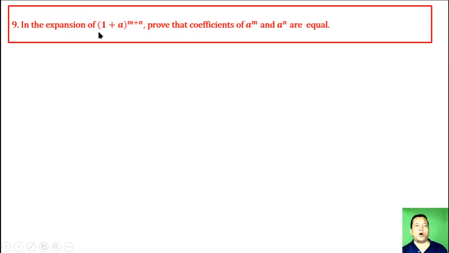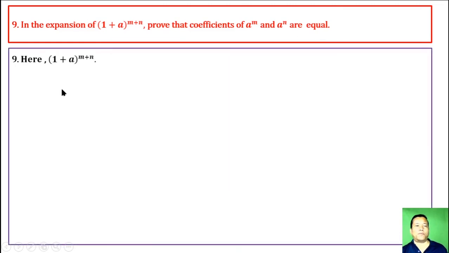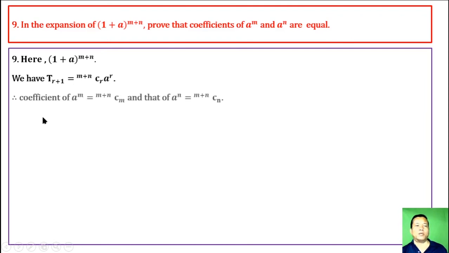9. In the expansion of (1 plus a) whole to the power m plus n, prove that coefficients of a to the power m and a to the power n are equal. In (1 plus a) whole to the power m plus n, we have its general term T of r plus 1 equal to m plus n Cr into a to the power r. Therefore, coefficient of a to the power m is, if r is replaced by m, we get m plus n Cm, and that of a to the power n is obtained when r is replaced by n, we get m plus n Cn.